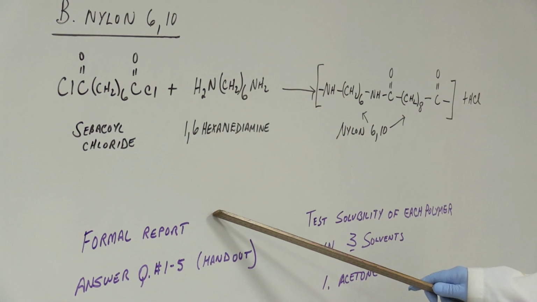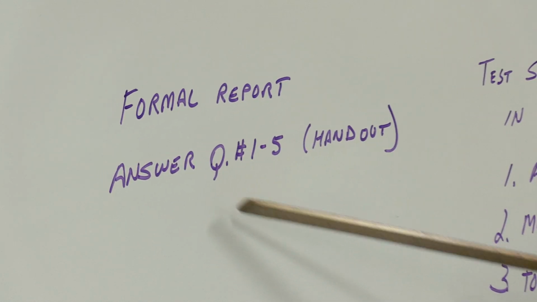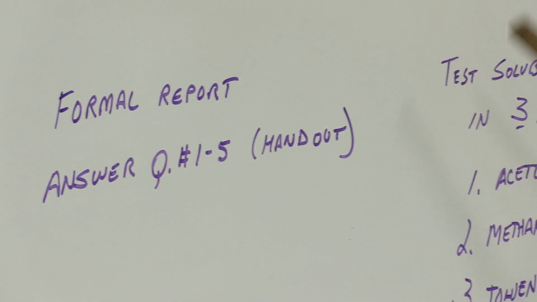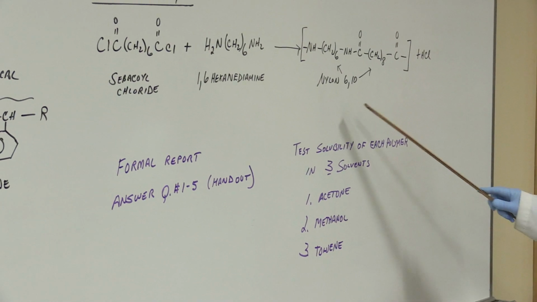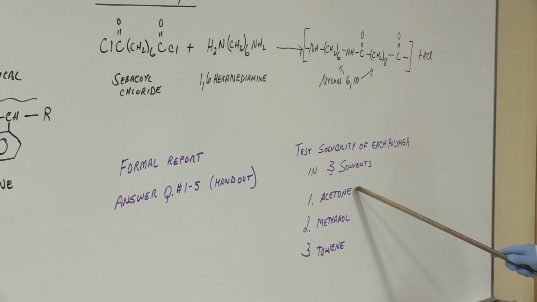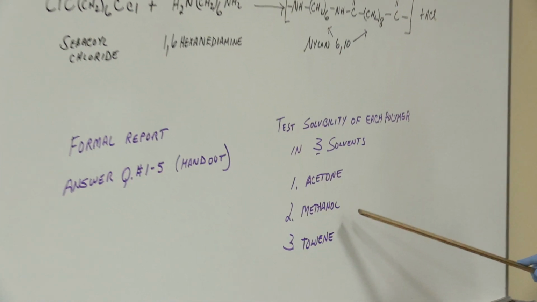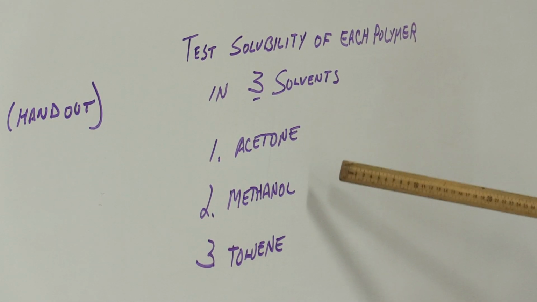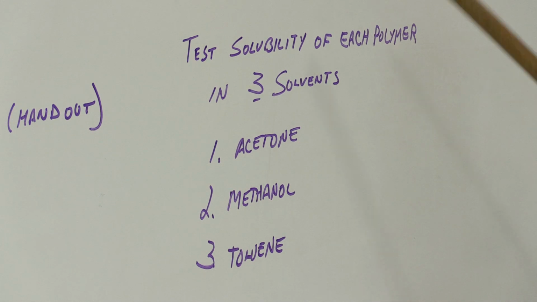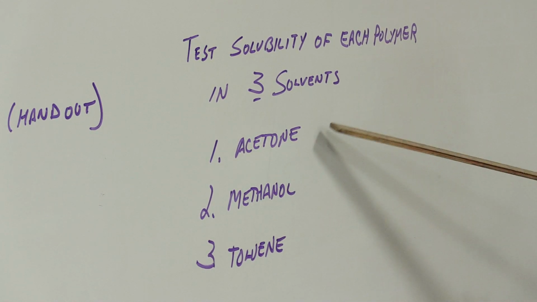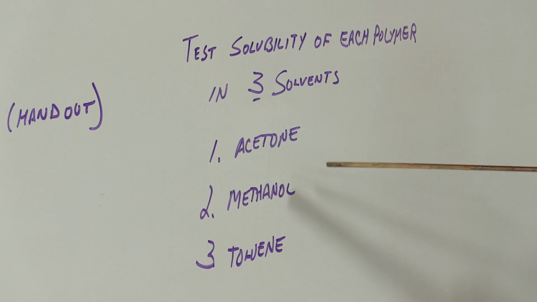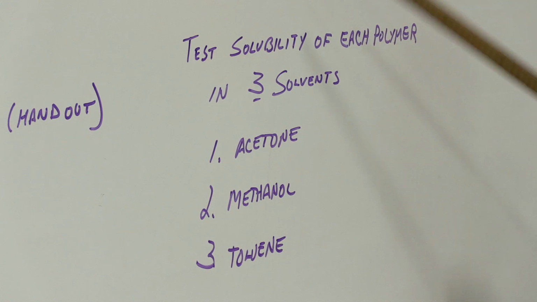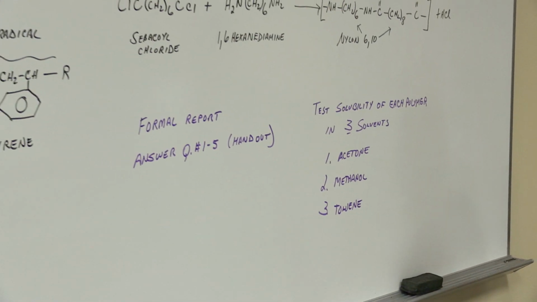The formal report will be written. Answer questions 1 through 5 in the handout. And after we make the two compounds, we're going to test the solubility of each polymer in 3 solvents: acetone, methanol, and toluene. The main consideration for testing the polymers in these solvents is we want to have roughly the same amount of each solvent and approximately the same amount of each polymer in each solvent to keep everything on a consistent basis.